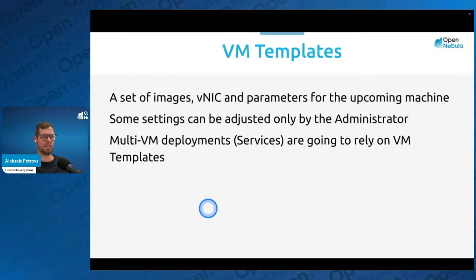And then we touched a little bit on the multi-VM deployments, as we call them, services. These multi-virtual machine deployments, services, are going to rely on virtual machine templates. So that's why virtual machine templates are so important when we talk about OpenNebula and virtual machines.